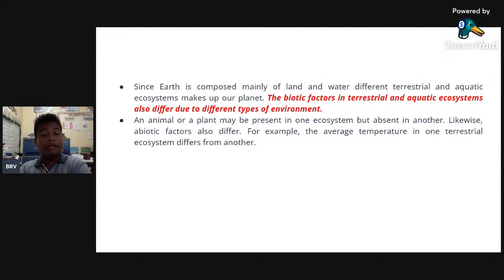Okay, likewise, abiotic factors also differ. For example, the average temperature in one terrestrial ecosystem differs from another. So the ecosystems have different temperatures. Okay?